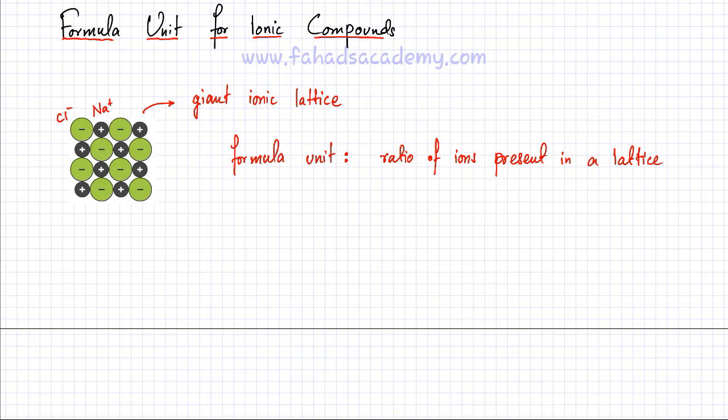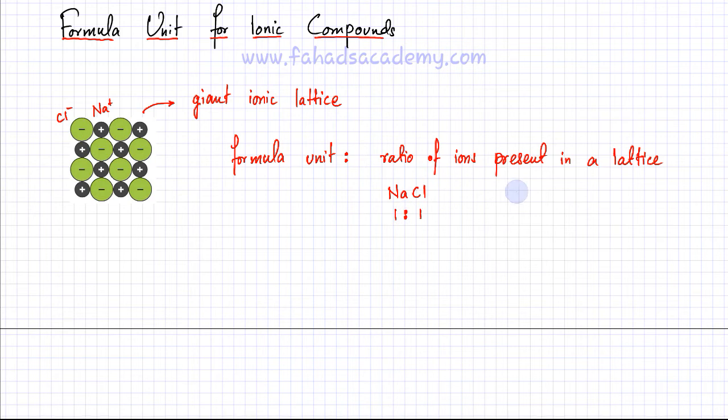So for example, for NaCl the ratio is 1:1. So for NaCl, Na is 1 plus and Cl is minus 1. So the formula of NaCl is NaCl. Na is 1 and Cl is also 1. So the ratio in which they are present is 1:1. For other compounds, this could be different.